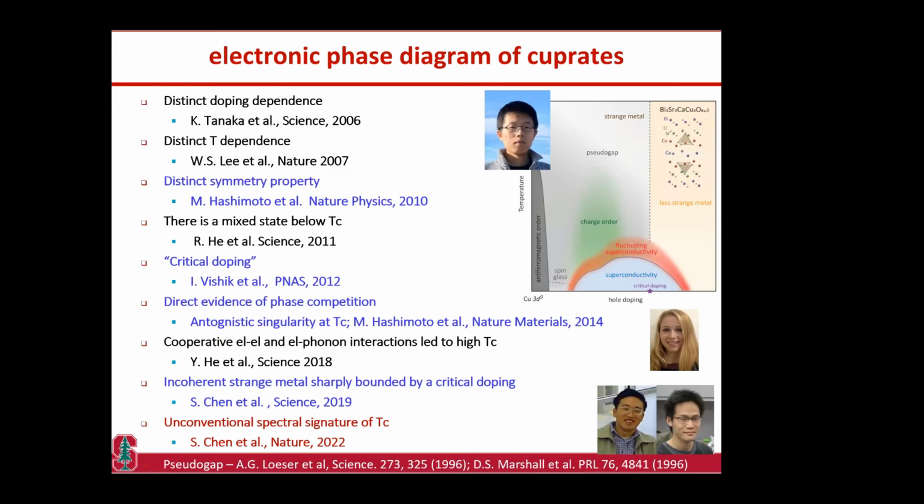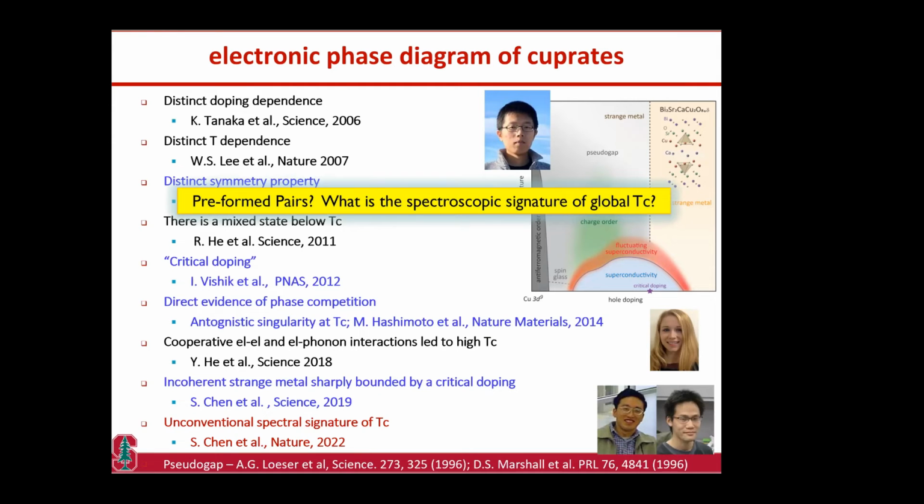Okay, that's the result. Now let me say a few words about the phase fluctuation in this problem. I mentioned that here already there's a gap. The gap in this range looks, even in the overdoped regime, on the right-hand side of this vertical boundary, like it is particle-hole symmetric. Then the question will be, what is the spectroscopic signature for the global phase coherence?